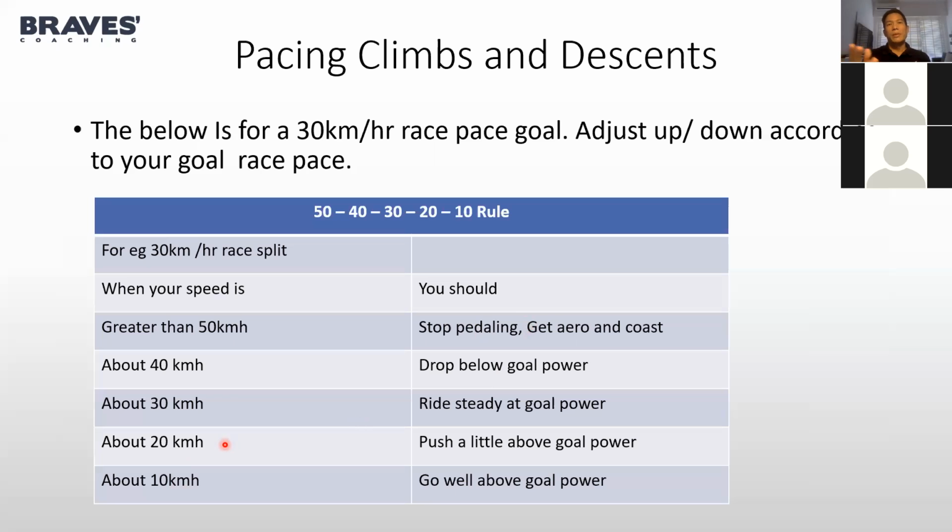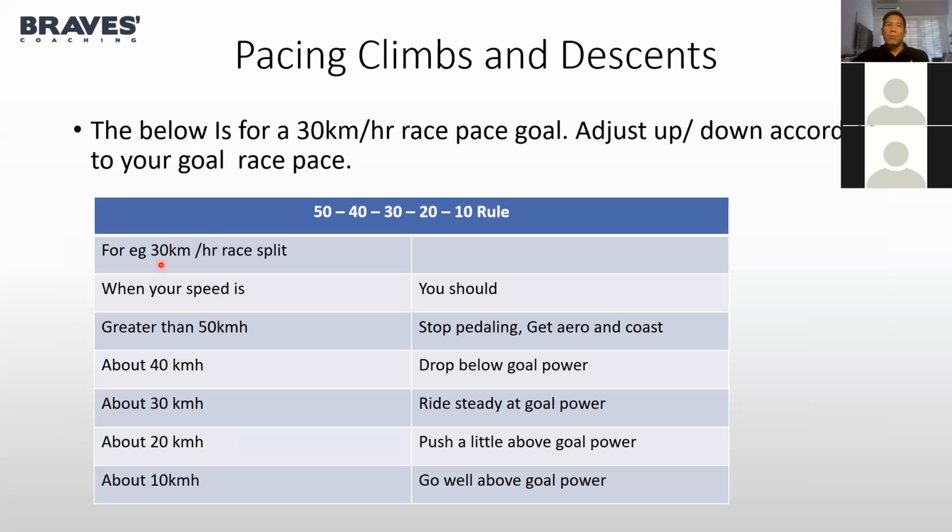My sources don't say how much is a bit, but I'm thinking like 20% above your goal power. Because if it's a long climb, then you know that it should be only a little bit above goal power. But if it's a short, steep climb, going 10-15 km an hour, you want to get over it quickly, so you can push well above goal power, right? And then you get over it quicker, and you can continue along the way, right? So this is just rough, for a 30 km an hour race split.